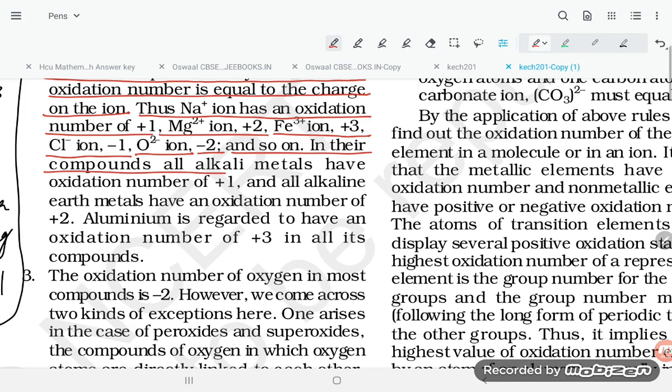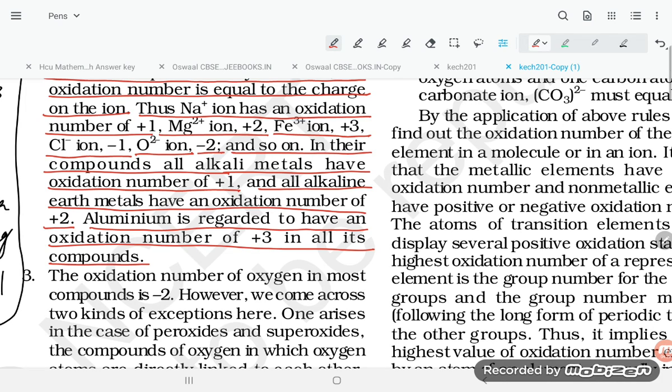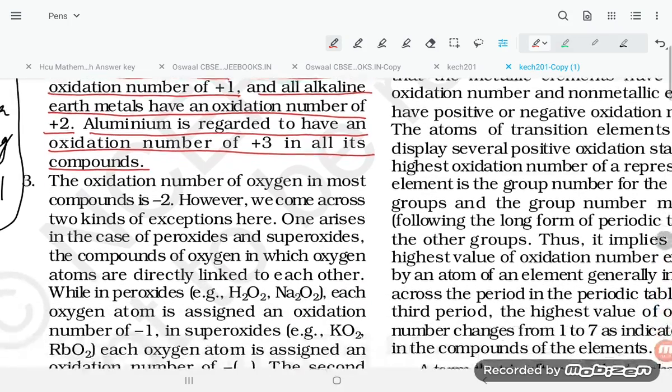In their compounds, all alkali metals have oxidation number +1. Alkaline earth metals have oxidation number of +2. Aluminium is regarded to have an oxidation number of +3 in all its compounds. So you have to keep that in mind.